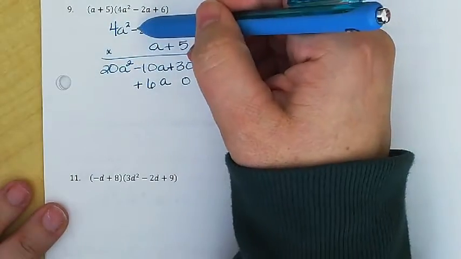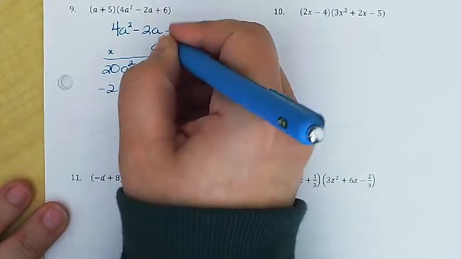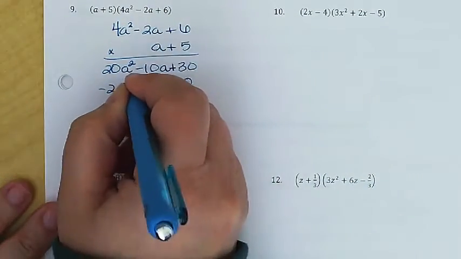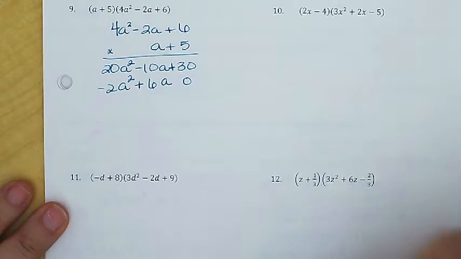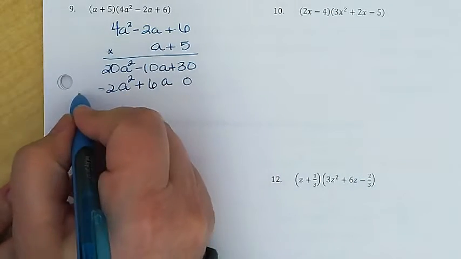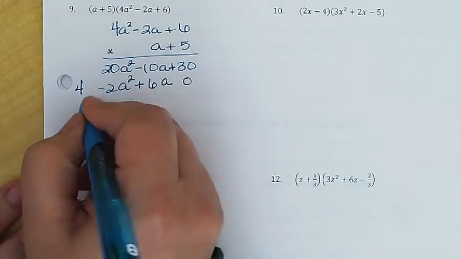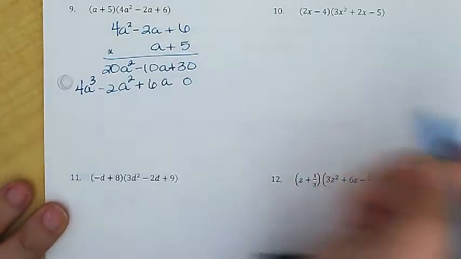And then a times negative 2a, well, negative 2 times 1 is negative 2, and then a times a is a to the second. And on this last one, a times 4a squared is going to still be a 4, because 1 times 4 is 4, but a times a to the second is now a to the third.